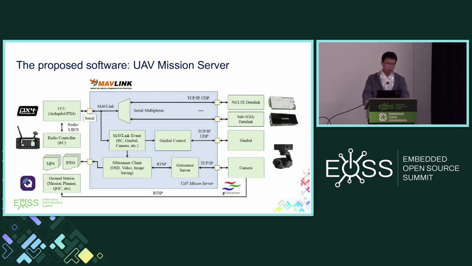And here is the proposed software. We call it UAV Mission Server. At the right-hand side, we have a 5G LTE module and a sub 1 GHz module. They are connected to the UAV Mission Server with a serial multiplexer. The serial multiplexer is essentially a router which routes the messages from different sources to the flight control board at the left-hand side, which in the picture here is the PixHawk.